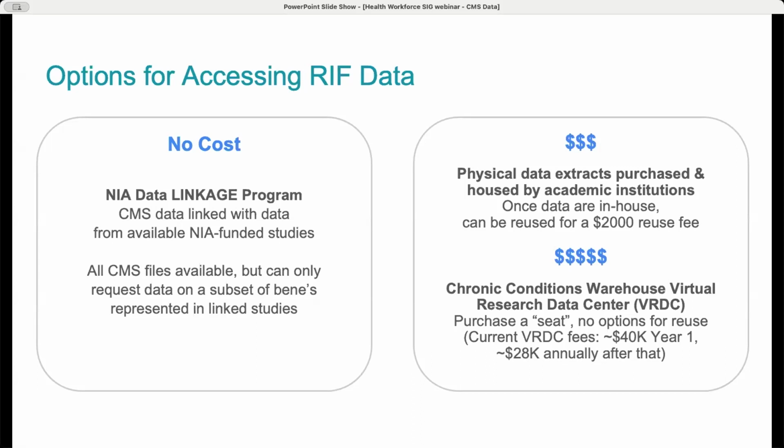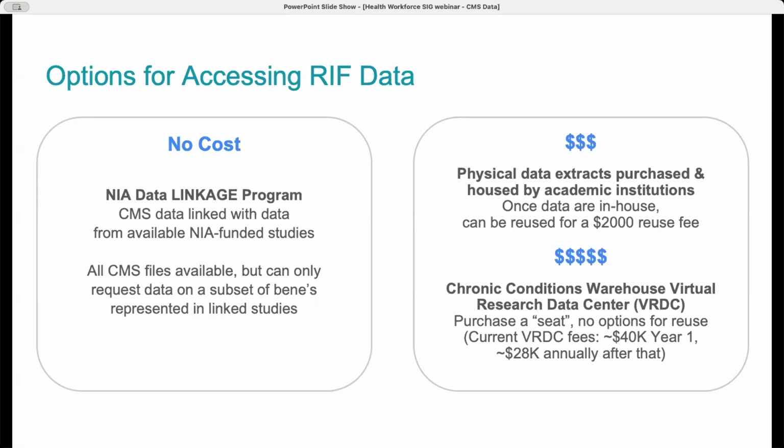The other option is through the Chronic Conditions Warehouse Virtual Research Data Center, which everybody just calls the VRDC. This is a secure cloud environment that CMS maintains, where the researcher has to purchase a seat, and then you have to renew it annually. And once you have that seat, it's not something that you can delegate. So if you have a doctoral student or a postdoc working with you, it's really hard to give them access to the data. So there's a lot of barriers to using the VRDC.